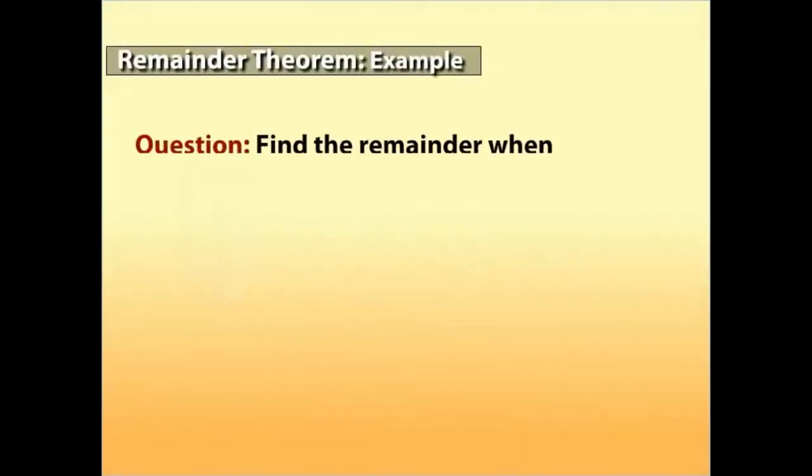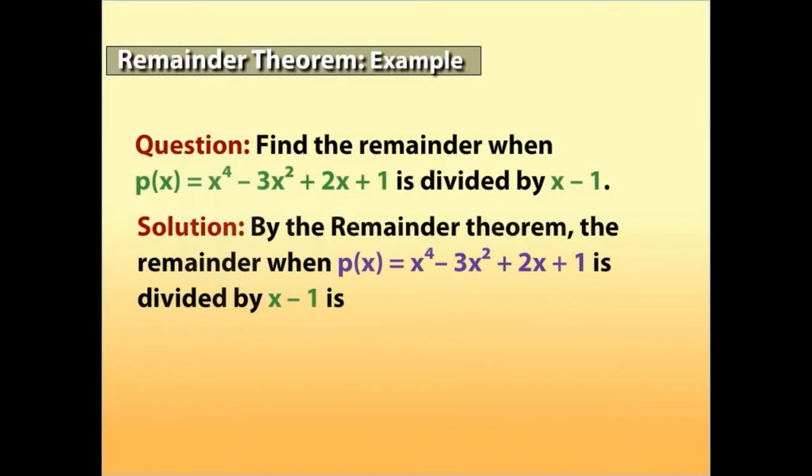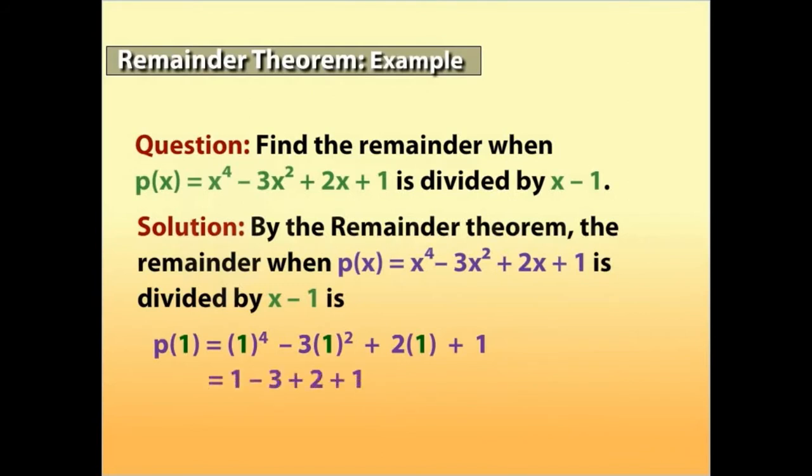Consider an example. Find the remainder when p of x equal to x to the power 4 minus 3x square plus 2x plus 1 is divided by x minus 1. By the remainder theorem, the remainder when p of x is divided by x minus 1 is equal to p of 1. Now, p of 1 is obtained by putting 1 in place of x in the polynomial p of x, which is equal to 1 to the power 4 minus 3 into 1 square plus 2 into 1 plus 1, which comes out to be equal to 1.